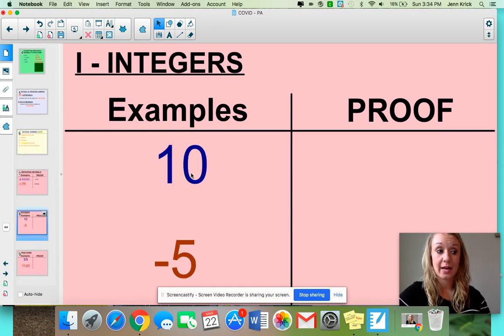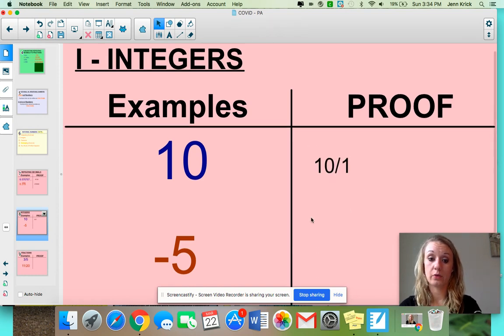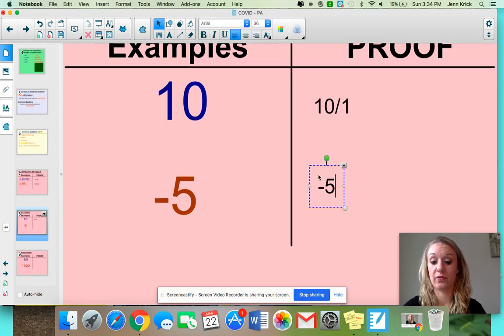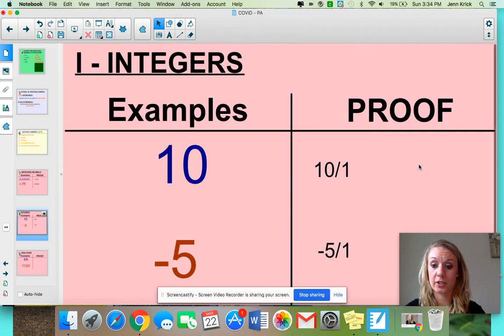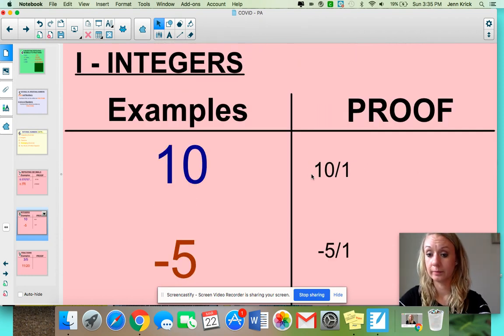Integers are any positive or negative counting numbers on the number line. So it could be like 10, -5, 100, -17. We can also prove that these are rational by writing them as fractions. So like I know that 10, you can write that as a fraction as 10 over 1. If I was looking at -5, I could write that as -5 over 1. Remember, with integers, they're always going to be written as fractions over 1. So that's your proof.